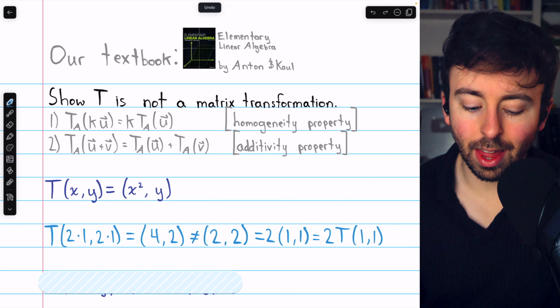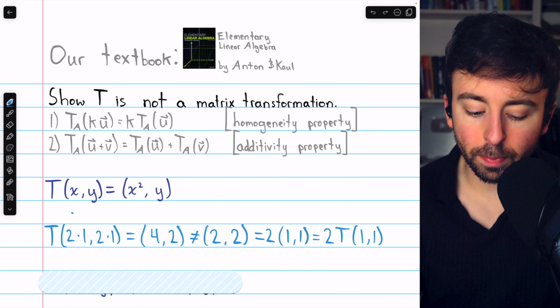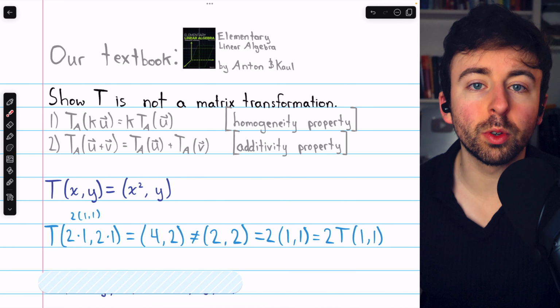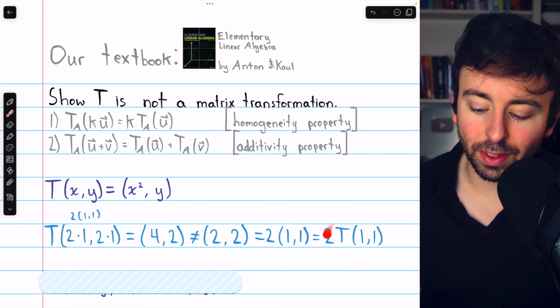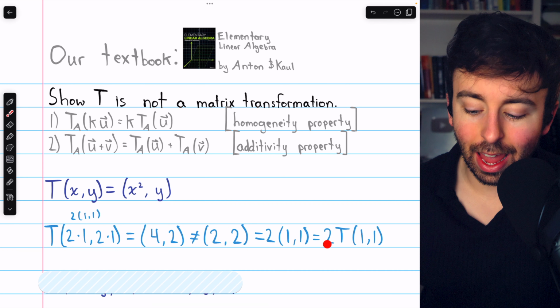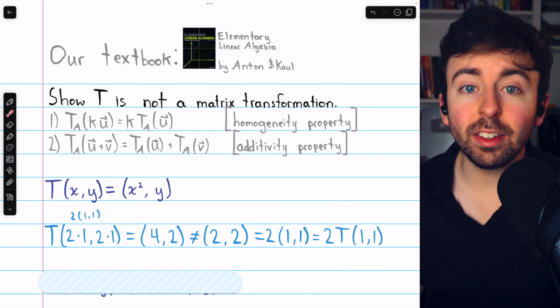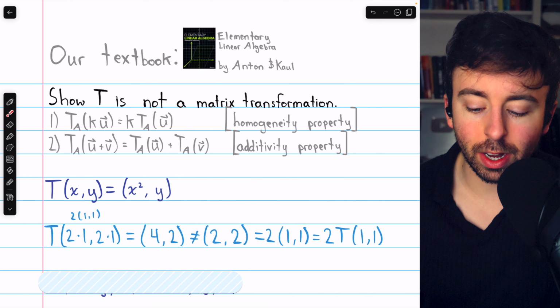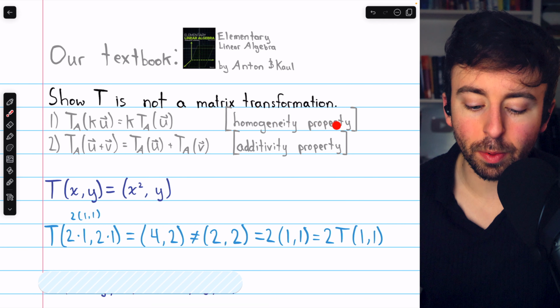On the left side of this line, you'll see that we transform a scaled vector, 2 times the vector 1, 1. You can see that we're plugging 2 times 1, 2 times 1 into the transformation. On the right side of this line, we take the vector 1, 1 and transform it, and then scale the image by a factor of 2. These two things should be the same if this is a matrix transformation, because a matrix transformation has to follow the homogeneity property, that the image of a scaled vector is the scale of the vector's image. But as you can see, this does not in fact satisfy that property.